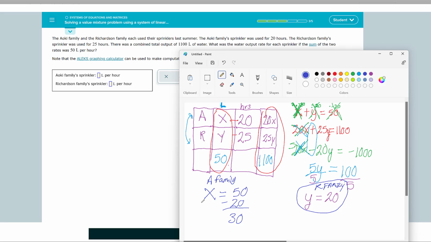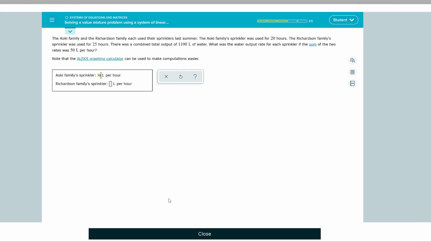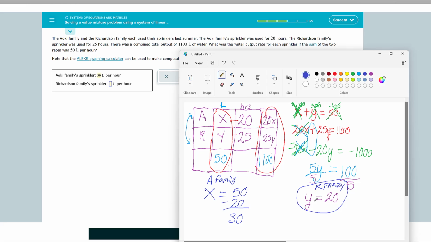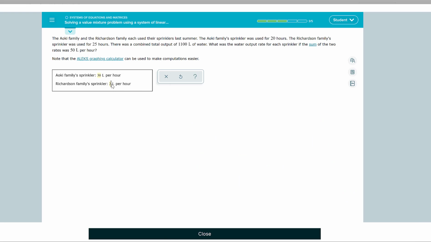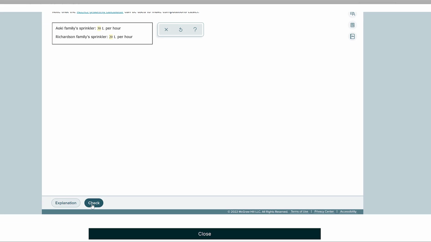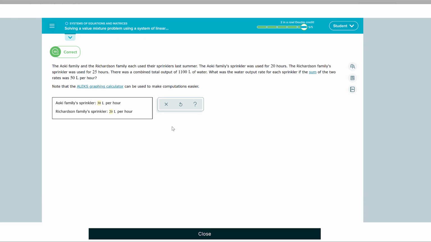And now we know that the Oki family used 30. So the Oki family used 30. And I'm going to keep going back to it because sometimes I switch these numbers up. I have dyslexia and numbers are all over the place sometimes. And the Y family, which is the Richardsons, used 20. So one used 30 and one used 20. And we're going to go ahead and check our answer. And as you can see, it's correct. So hopefully this helped you all.